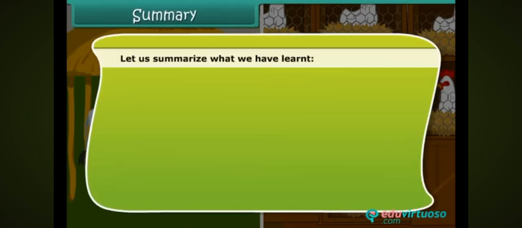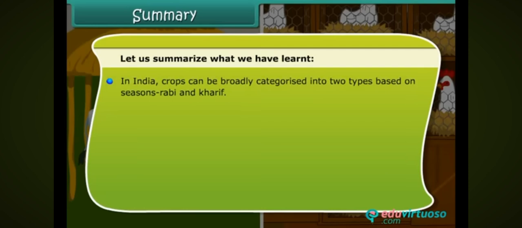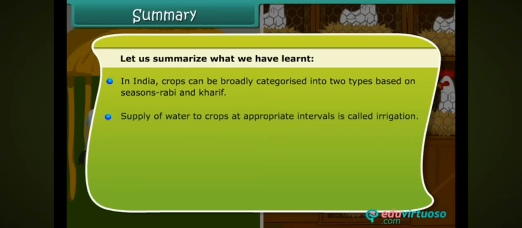Now, friends, let us summarize what we have learned so far. In India, crops can be broadly categorized into two types based on the seasons they are grown in, Rabi and Kharif. Supply of water to crops at appropriate intervals is called irrigation. Harvesting is the cutting of the mature crop manually or by machines.